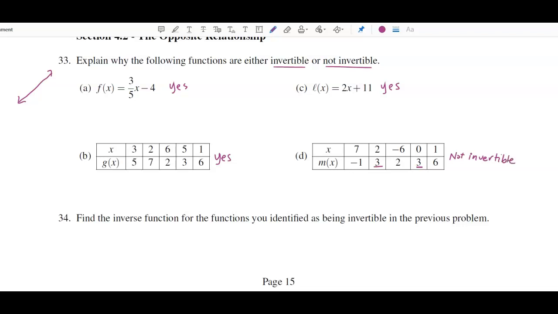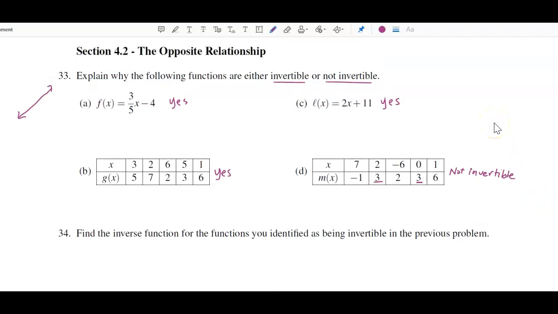Okay. But now on 34, it says to find the inverse function of the ones that you could. I want to just focus on C and just remember the steps that you need to take to find the inverse of any function that is invertible. All right, so I'm going to write it up here. I've got y equals 2x plus 11.